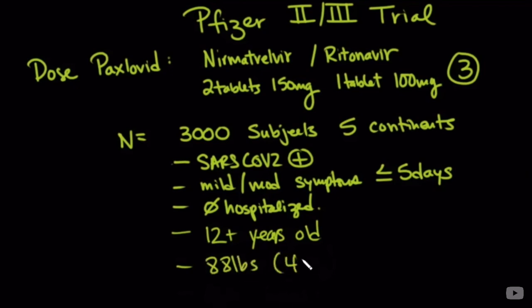That's about 40 kilograms. And they must have at least 1 risk factor that predisposes them to advancing to more severe disease. People with advanced age, diabetes, cardiovascular disease, and other things that could lead the patient to progression and worsening of their COVID-19 symptoms.